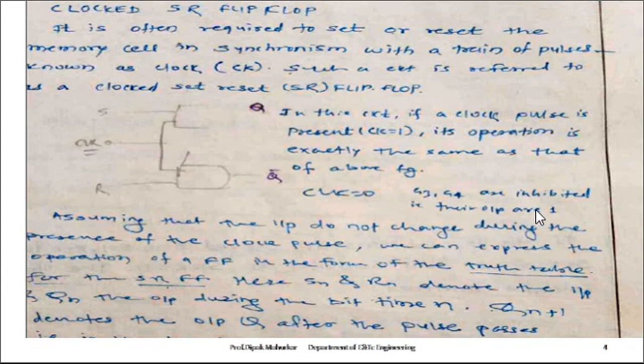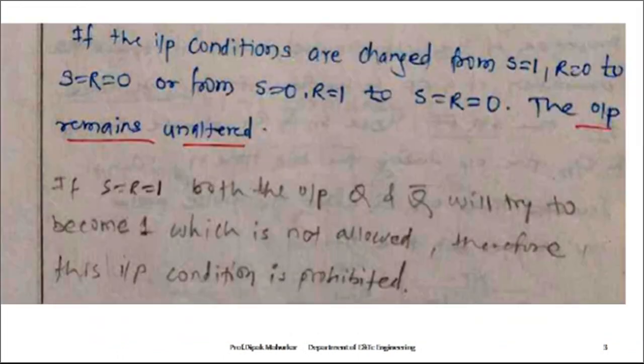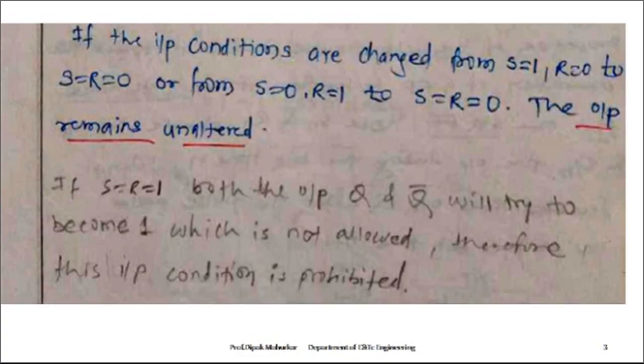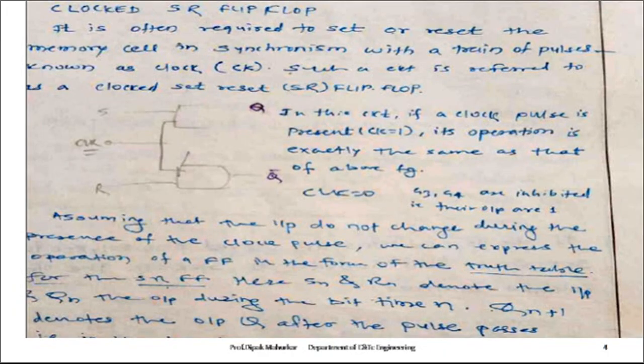G3 and G4 are prohibited, that is, their outputs are 1. See, G3 and G4, we can see here we are applying the clock, and when the clock is 0, both G3 and G4 are trying to make their outputs 1.